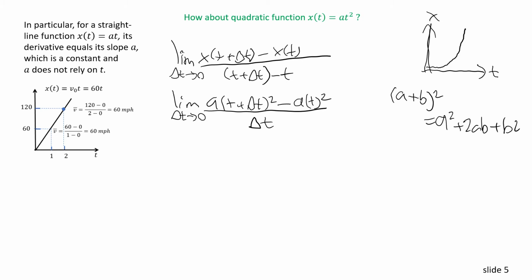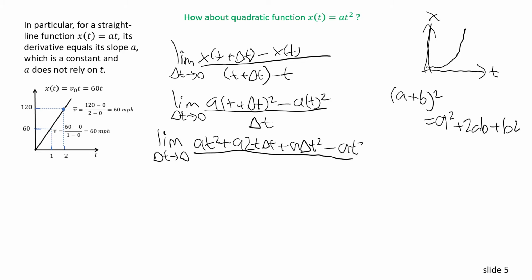So we can then find out what we will get when we take apart the parentheses. So we have a times t squared plus a times 2t delta t, this is all multiplication, plus a times delta t squared minus a t squared. And this is divided by delta t.